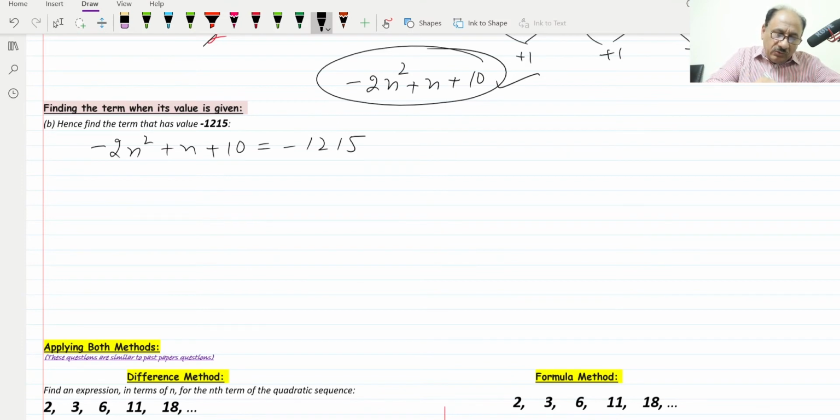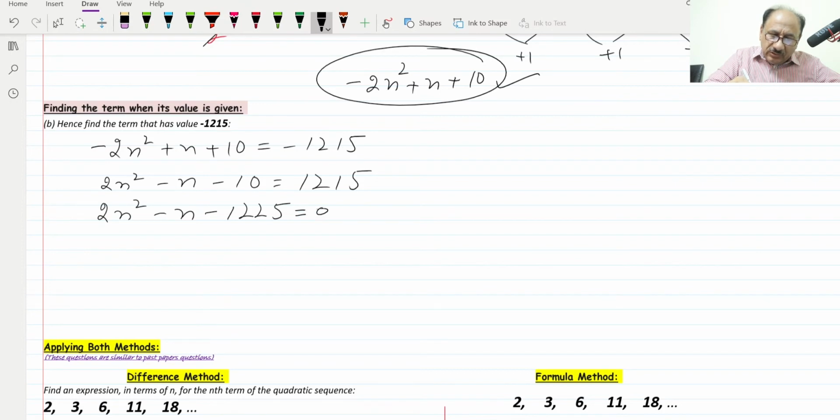So now this is a quadratic equation, we can solve this, and I'm changing the sign of the whole equation. So this will be 2n square minus n minus 10 is equal to 1215. I've changed the sign. After changing sign, I'll be shifting this 1215 to the other side, so it will be 2n square minus n, and this will be minus 1225. So this one. Now next thing is what? Next thing we set equal to 0. So we have to solve this quadratic equation.